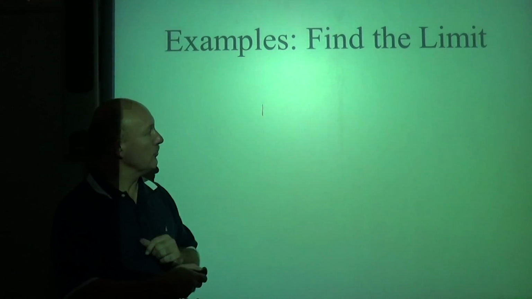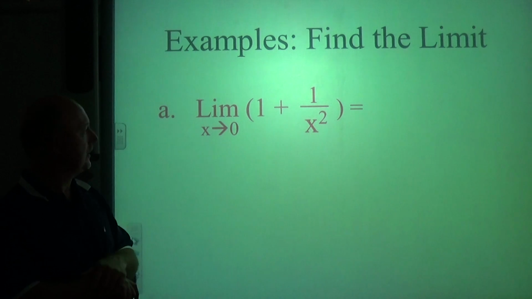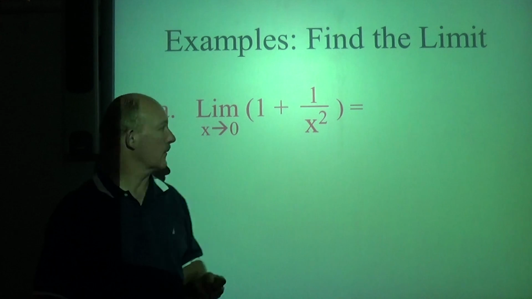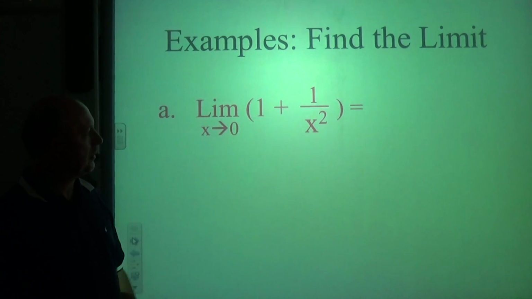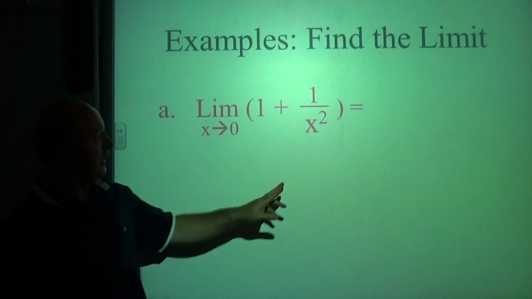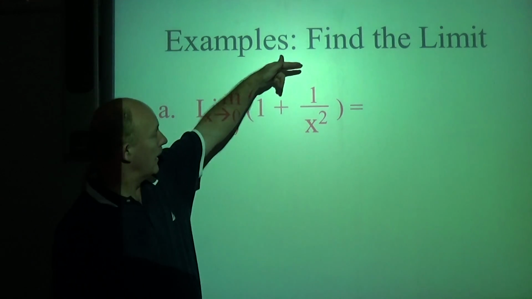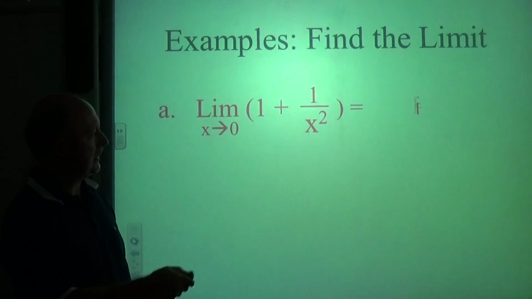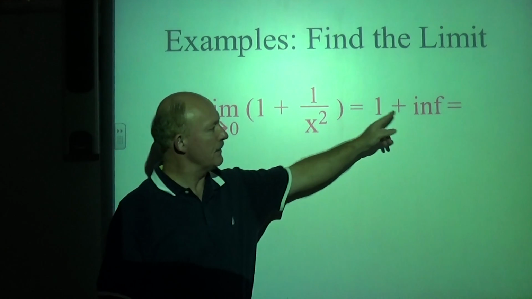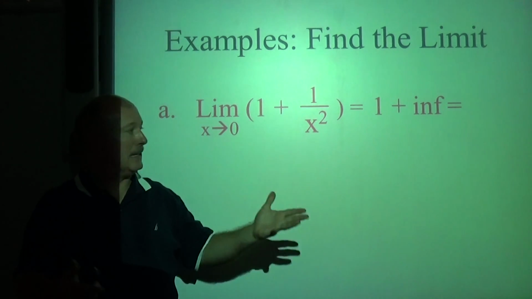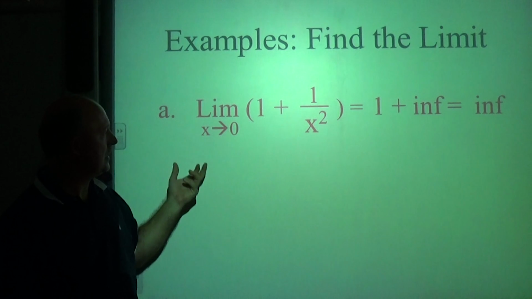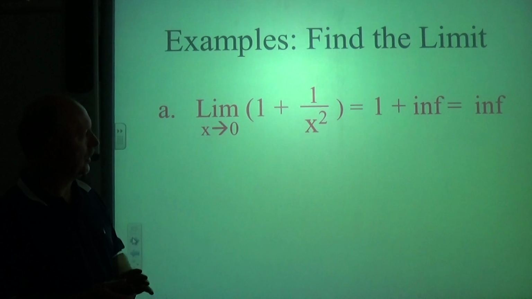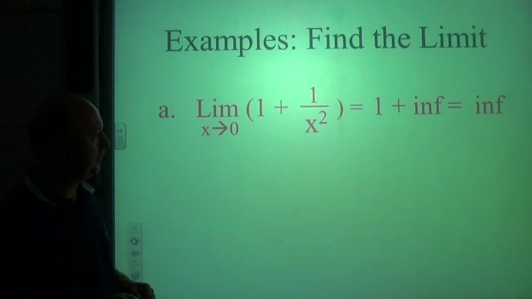Okay, let's do a couple examples. Let's see if we can find this first limit here. Let's do the limit as x approaches 0 of 1 plus 1 over x squared. Now, to begin with, as x approaches 0, the limit of 1 over x squared would be infinity. So what you end up with is 1 plus infinity. And remember, any number plus infinity is still infinity. So we describe this limit as x approaches 0 as just infinity.